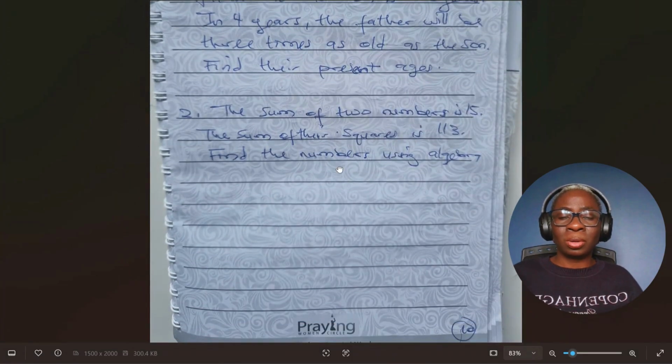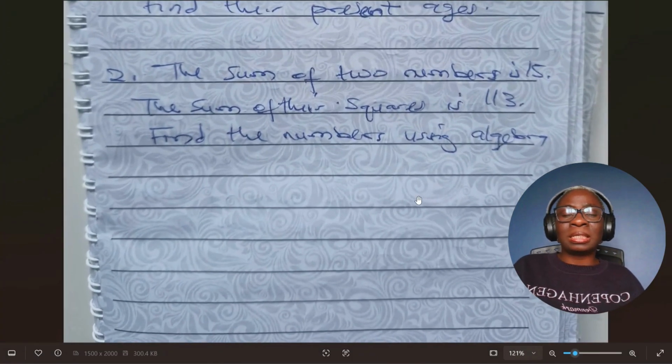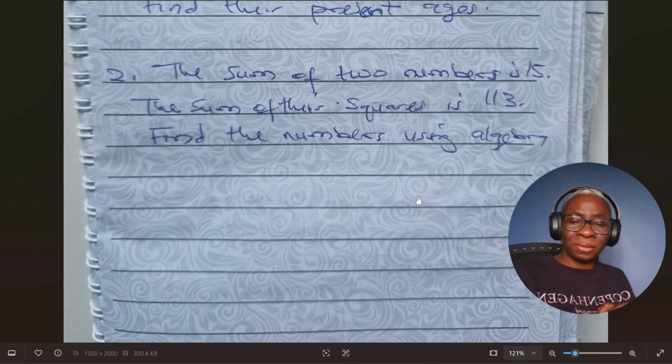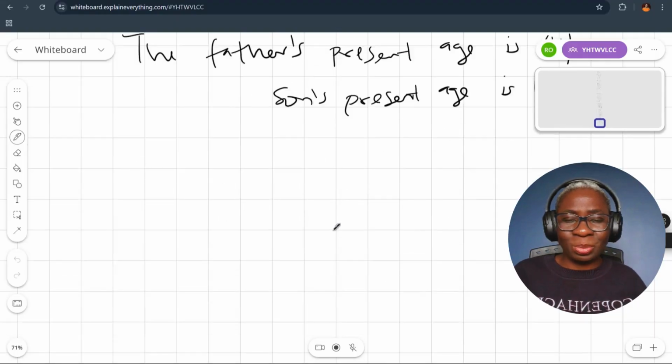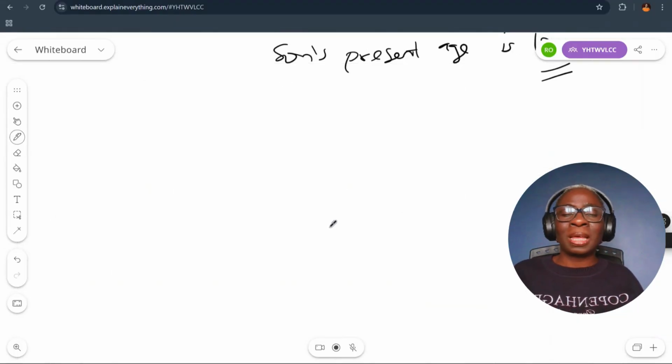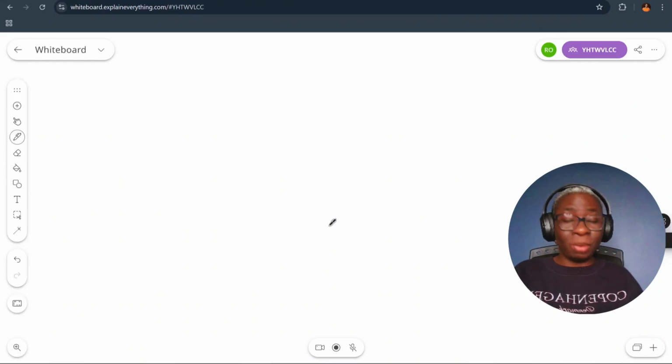The second question. It says the sum of two numbers is 15. The sum of their squares is 113. So let's first put the first one down. Now we will let the numbers be x and y. You can write that down. Let the numbers be x and y. Make sure you always do that.